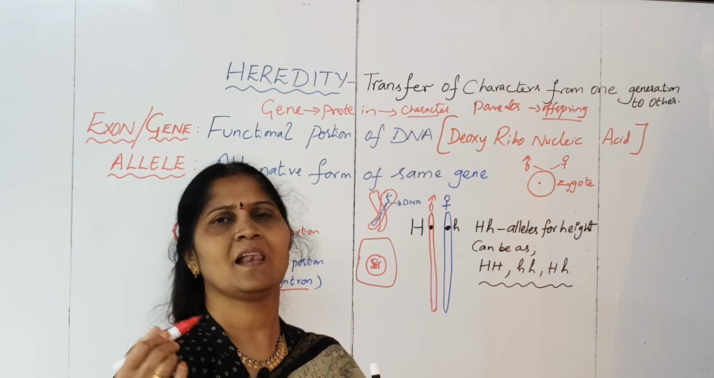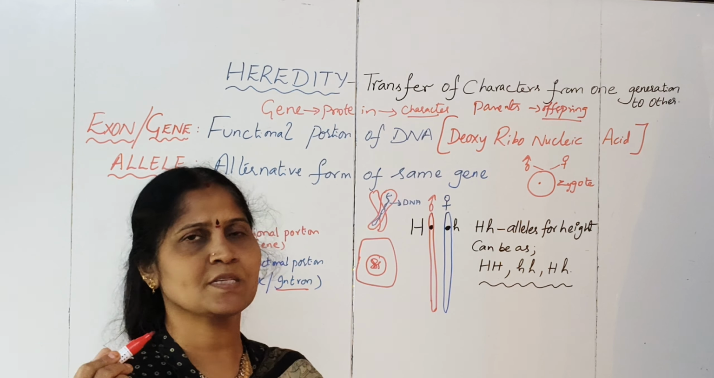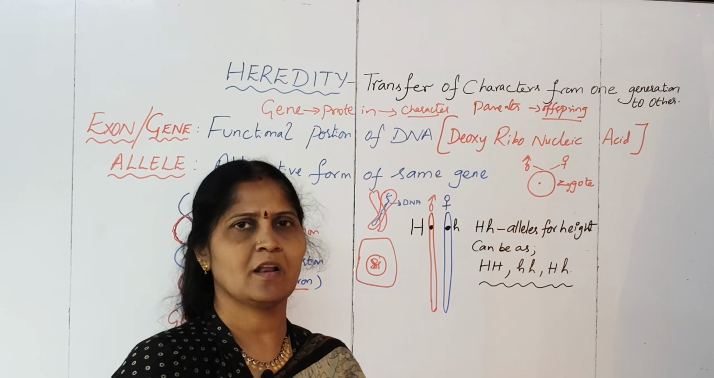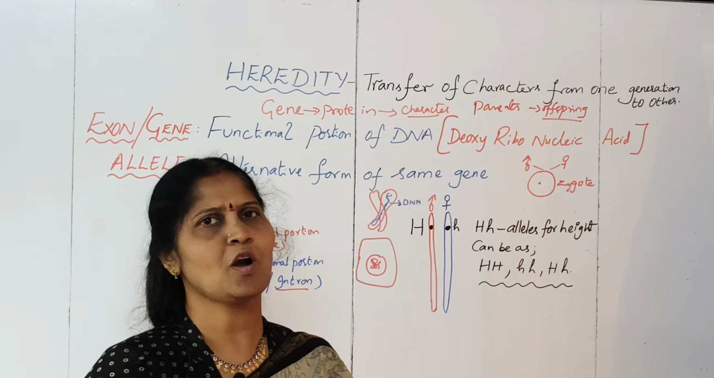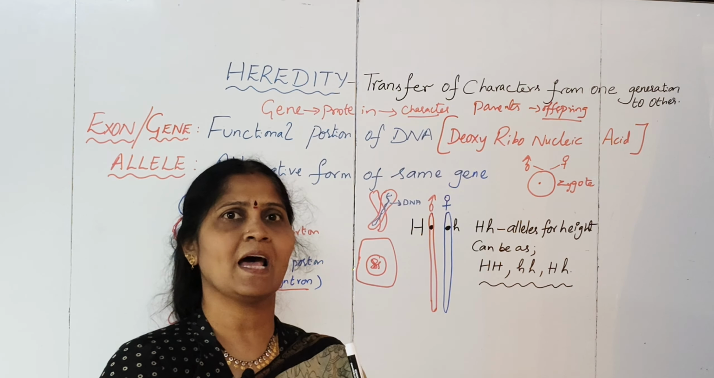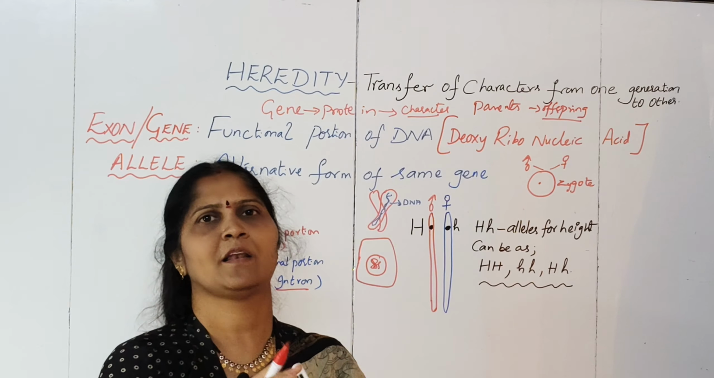Okay, so paternal and maternal origin. When the chromosome is coming from father, it is called paternal origin. When it is coming from the mother, it is called maternal origin. So the zygote will have chromosomes of both paternal and maternal origin.